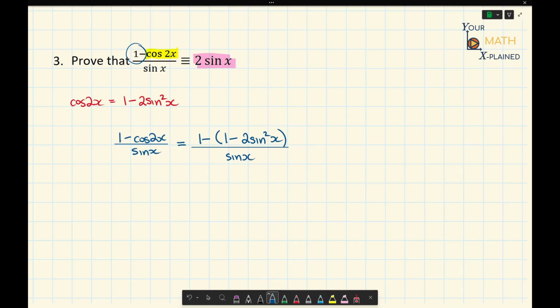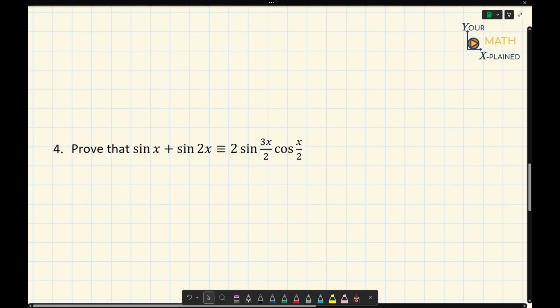So like what we said earlier, the 1 is now going to cancel. So then we have 1 minus 1, and then minus 2 sine squared x. So that becomes positive 2 sine squared x over sine x. And now one of the sine x is going to cancel from the top and bottom, which means we're left with just 2 sine x. And that's exactly what we have on the right-hand side.